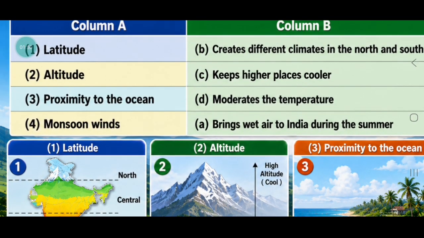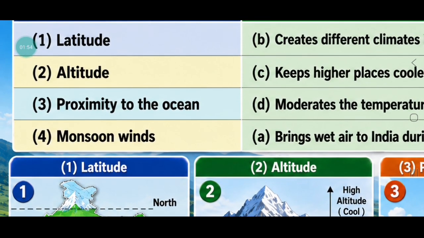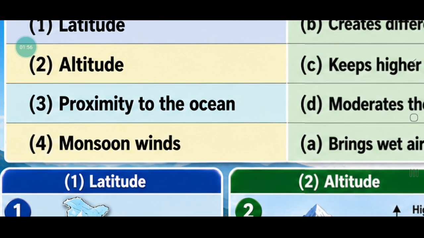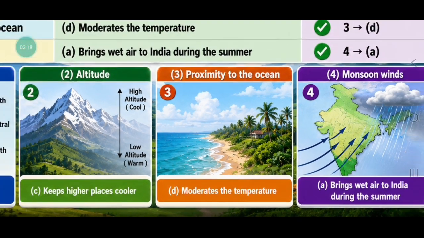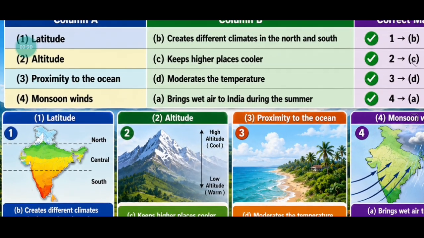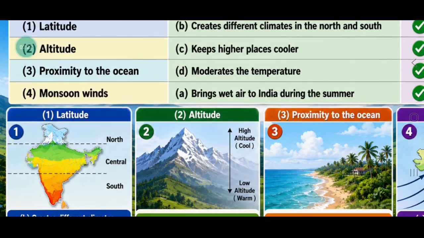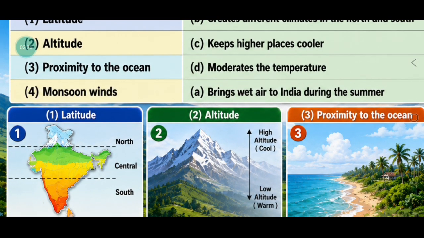Next is proximity to the ocean. What is the meaning of proximity? Proximity means nearness. These areas are not so hot and not so cool because of the moderating effects of the sea. So proximity to the sea or the ocean means moderate temperature conditions in these areas.